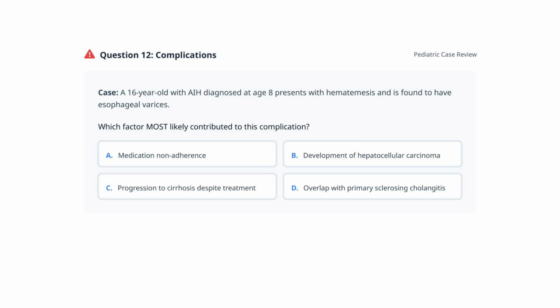A 16-year-old with AIH, diagnosed at age 8, presents with hematemesis and is found to have esophageal varices. Which factor most likely contributed to this complication? A. Medication non-adherence. B. Development of hepatocellular carcinoma. C. Progression to cirrhosis despite treatment. D. Overlap with primary sclerosing cholangitis.